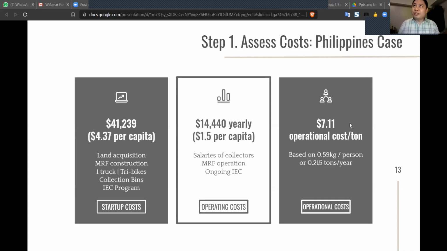And just a disclaimer, the salaries of collectors here are around 3,000 pesos. So that's around, let me see, that's around 60 US dollars. So maybe in other municipalities, or even in the case of the Philippines, that might not be enough. So you also have to consider increasing or looking at how much the city can provide, at least to improve the living economic conditions of their collectors.